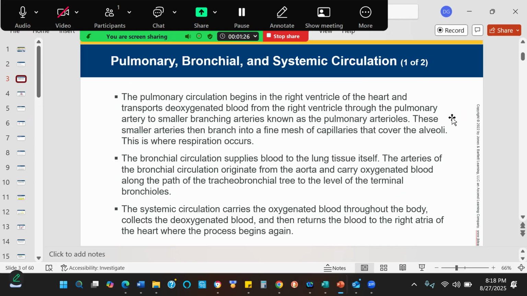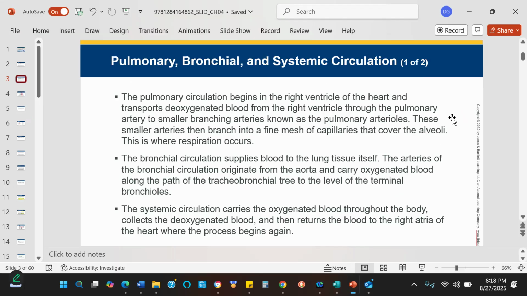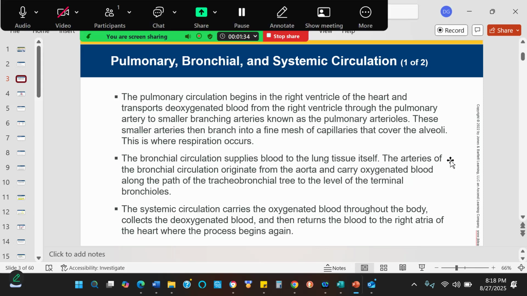Pulmonary circulation begins in the right ventricle. This is how the blood gets to the lungs for picking up oxygen. And then the bronchial circulation supplies blood to the tissue itself in the lung. The lung needs its own blood supply. It's no different than any other organ. It's just that it's doing a very important thing, which is respiration, bringing in oxygen and bringing out carbon dioxide.